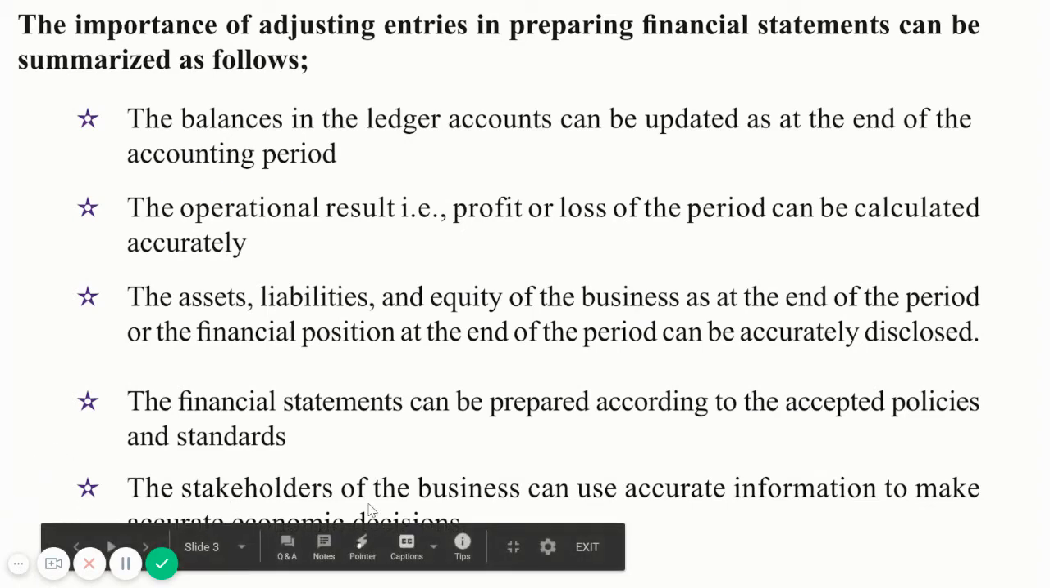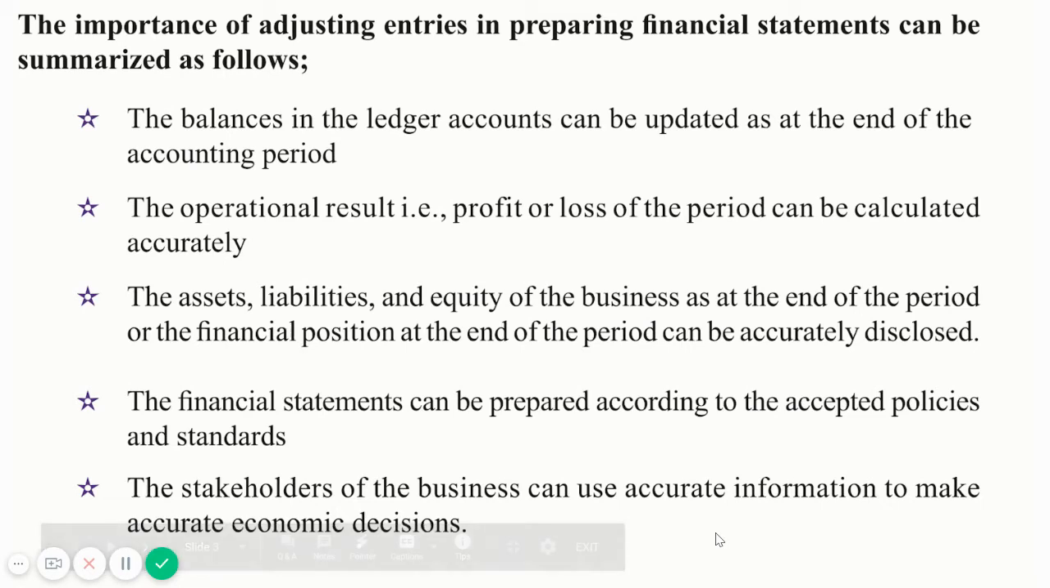Then the stakeholders of the business can use the accurate information to make accurate economic decisions. Thereby, when you give true figures, 100% accurate figures, the stakeholders are in a position to make their decisions 100% accurately.